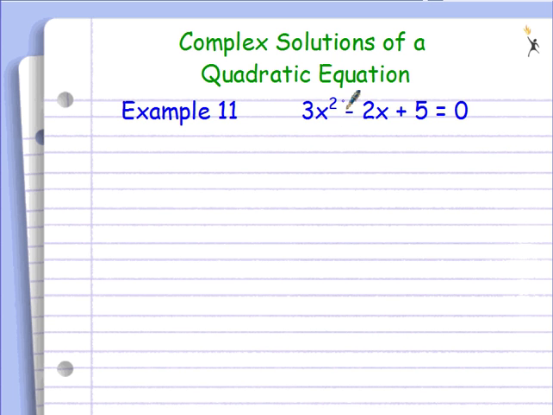I have 3x squared minus 2x plus 5 equals 0. So this is a little bit different equation, okay? This is in standard form. I have my ax squared, my bx, my c. So what I should try to do is factor. Let's see if I can factor.